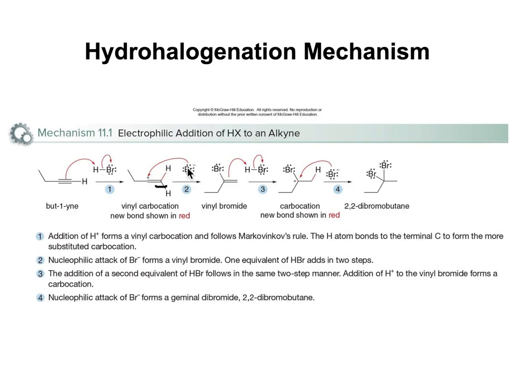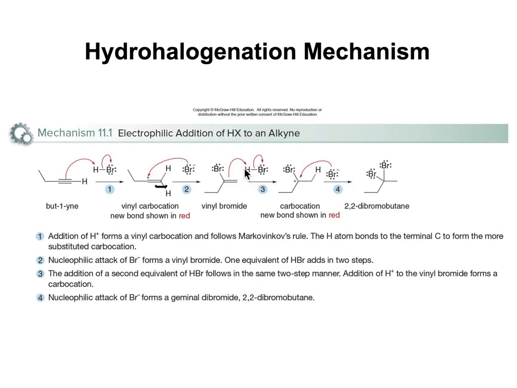Now, Br will come and attack, and we will get this vinyl bromide where the Br is in the more substituted position. Now, when a second molecule of HBr reacts, we have a double bond that will attack the H, and the Br will leave again. So it's the same reaction happening twice. And remember that we could get that H in two different positions. We could have it here or we could have it here.